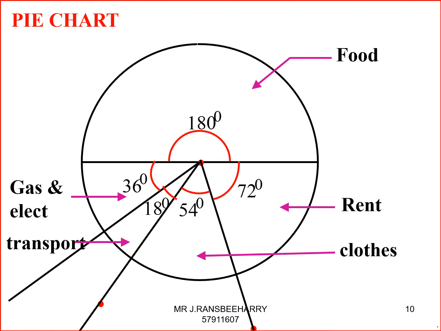So we have drawn our pie chart, so we can compare easily. The item on which the family spends most is food. The item on which the family spends the least is transport, and so on.